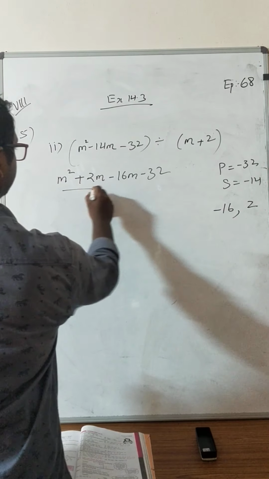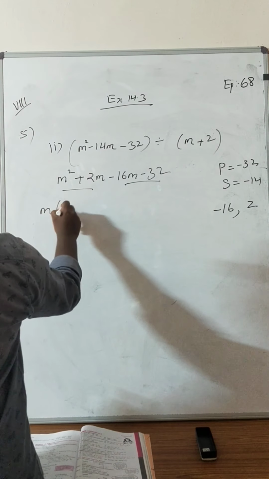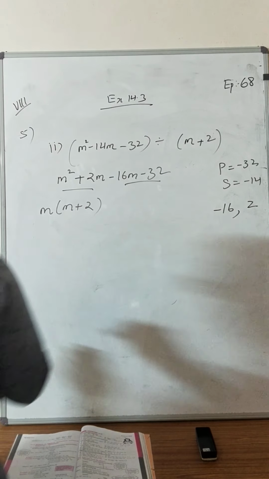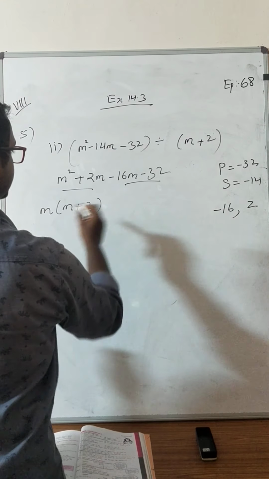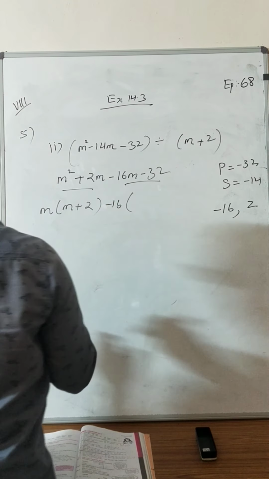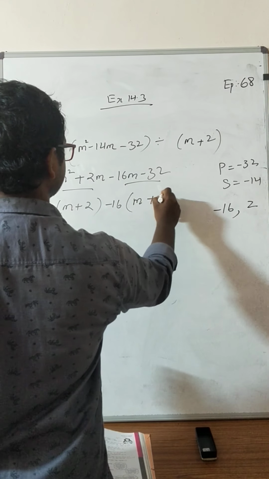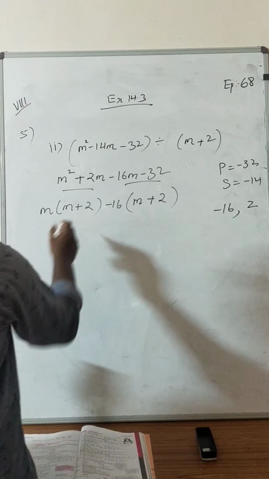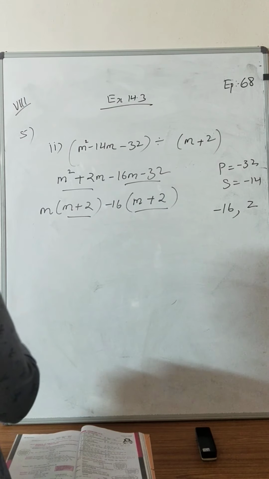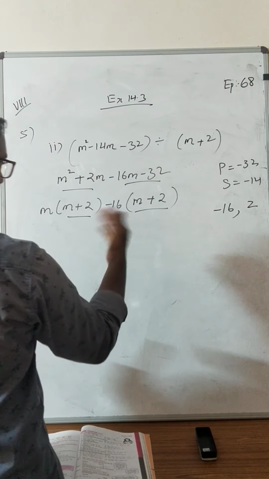So here let us take common. Here I will get m plus 2. Here I can take 16 as common. When I take 16 as common, I will have here m and here I will have plus 2. See, this term and this term are the same, so our answer is correct. We are doing it correctly.